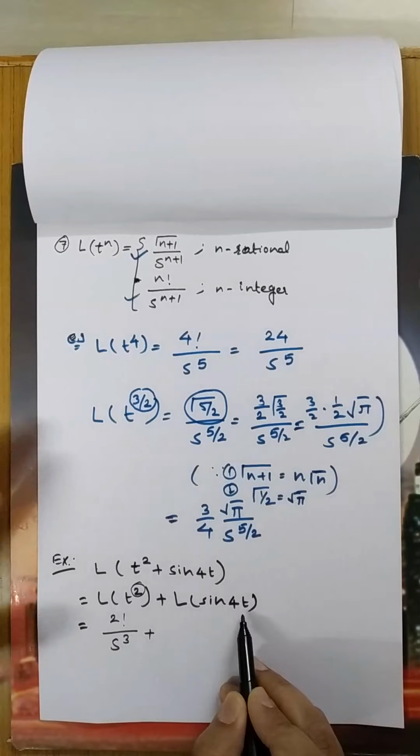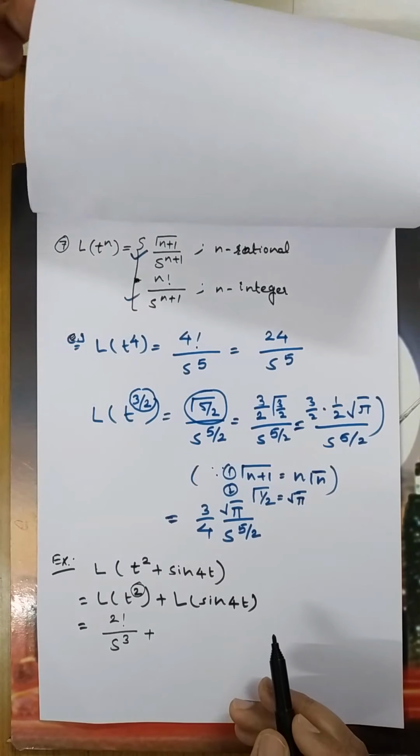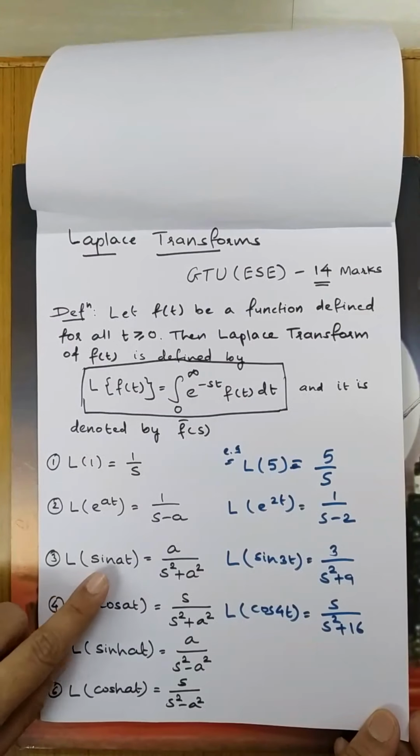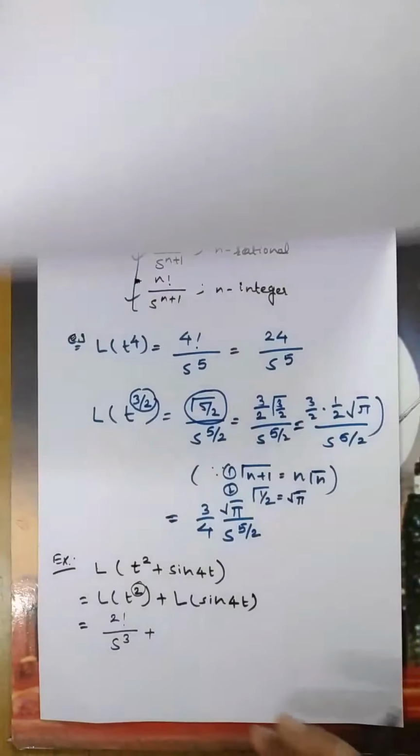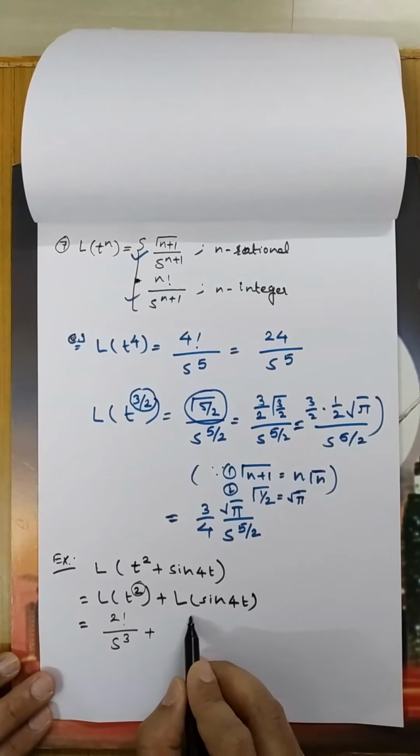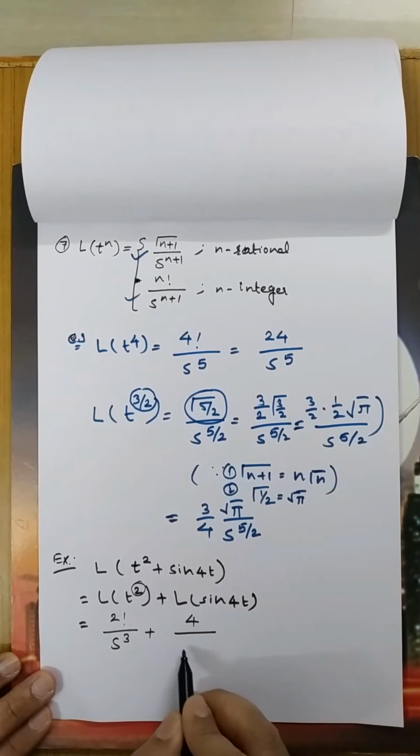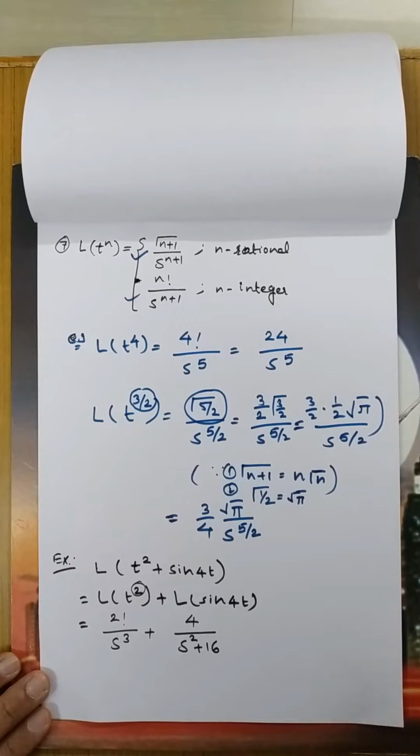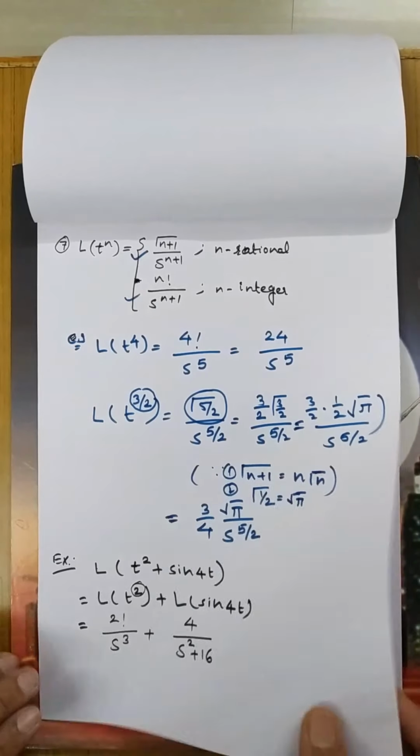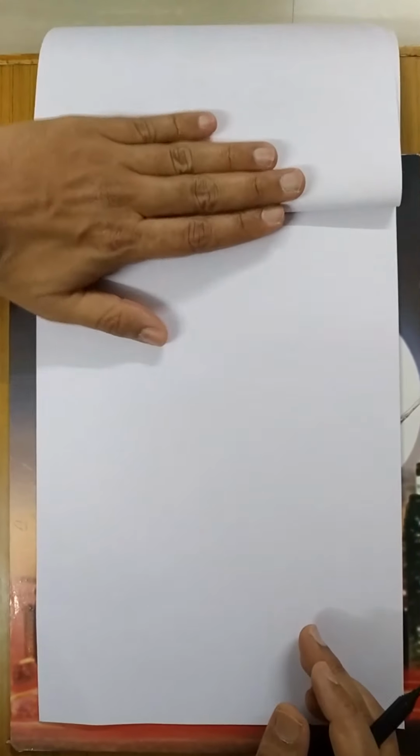And Laplace of sine 4t. What is Laplace of sine at? a upon s square plus a square. So Laplace of sine 4t is 4 by s square plus 16. Okay. Now move on to the next topic. Next question.